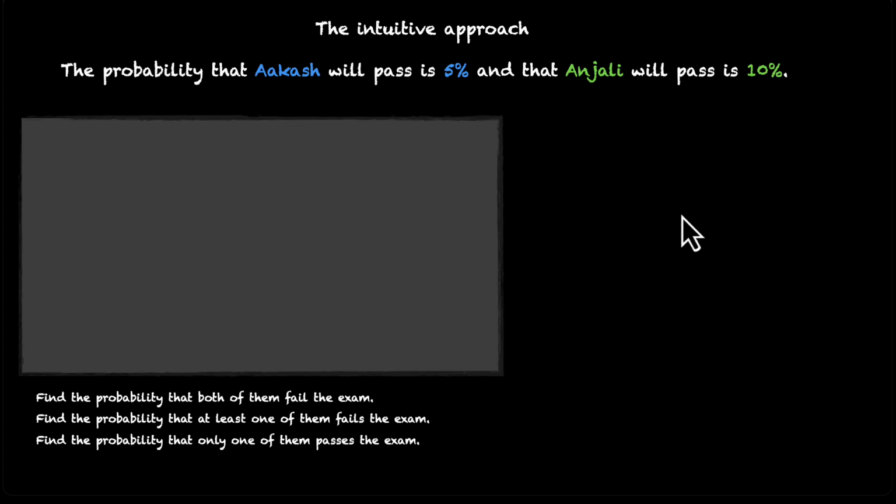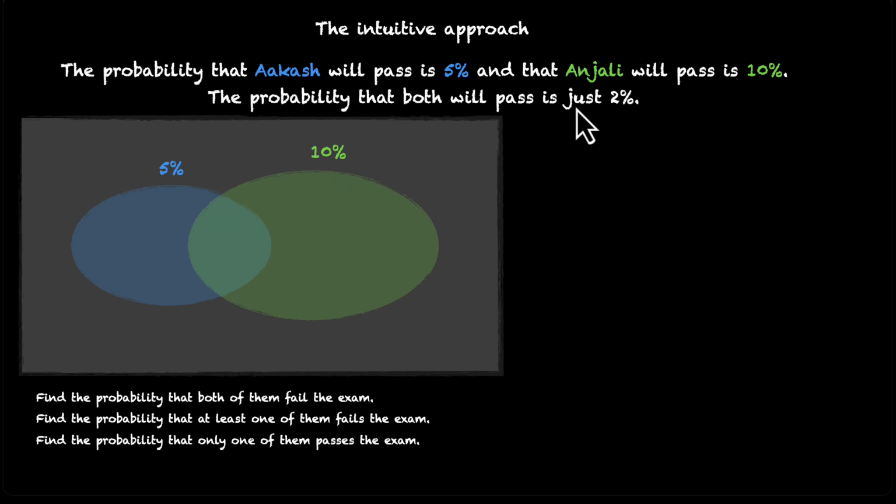This is our sample space and let's say this is Akash, this is Anjali, this is 5% and this is 10%. The blue region is 5%, the green region is 10%. We're also given that the probability that both will pass is just 2%. Both will pass together, which means we're giving the intersection as 2%. Now, what can we say about the pure blue region? What can we say about this region? Well, this is the probability that only Akash will pass. And you can see that that's 5 minus 2, that's actually 3%.